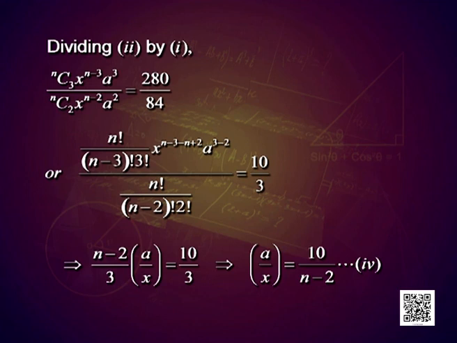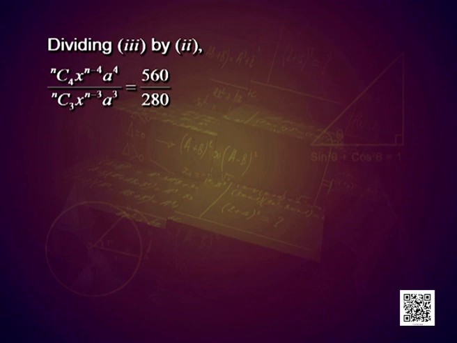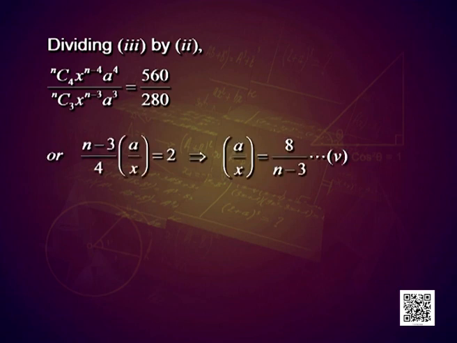Why have I separated the value of a by x? Well, it will become more meaningful if I now start dividing the third equation by the second. Again simplifying nC4 and nC3, clubbing the powers of x and a, you will see that you will again get a by x. Therefore, a by x from here is 8 by n minus 3.